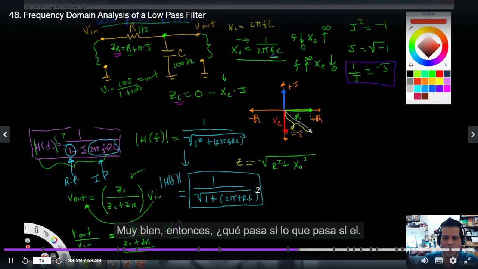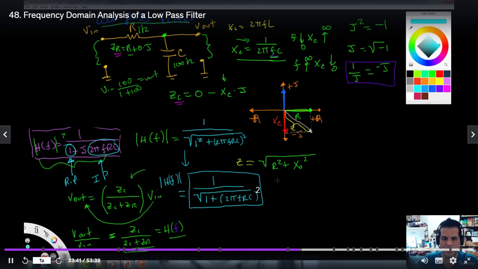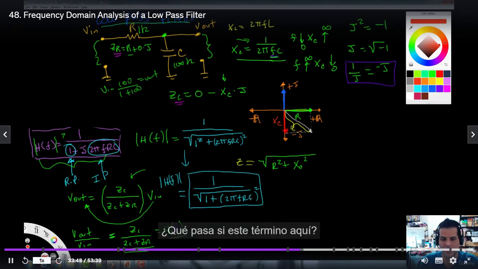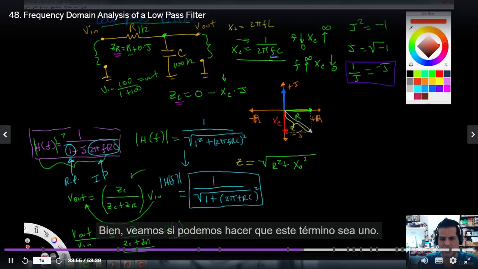So what happens if this right here, see this is 1 over the square root of 1 plus this, and there's a square in there. I am glad I just caught that. What happens if this term becomes 1? Can we make this term 1? What would that do to the overall transfer function magnitude?